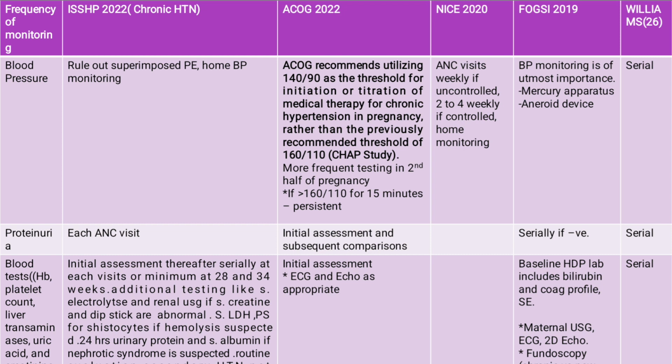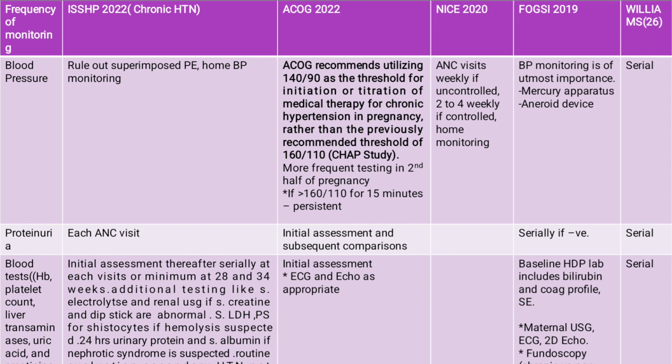As per ISSHP, for chronic hypertension, at each antenatal visit you have to do blood tests, all the initial assessment, serially at each visit, minimum 20 to 30 weeks. Additional testing like serum electrolytes, renal ultrasound if creatinine is not normal, and LDH and peripheral smear for schistocytes if hemolysis is suspected, and 24-hour urine protein and serum albumin if nephrotic syndrome is suspected.